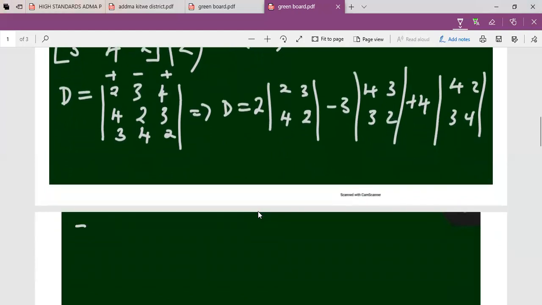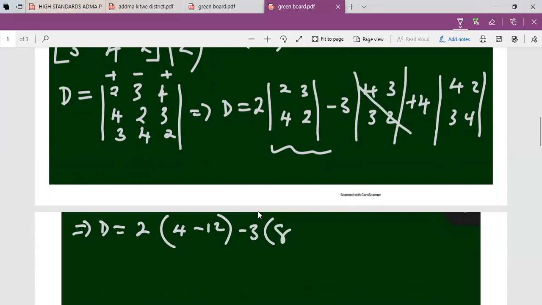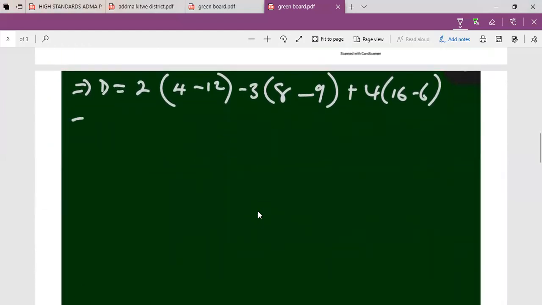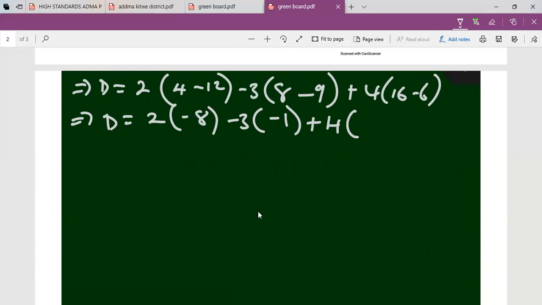So this will imply that our D is equal to 2. When we find the determinant here, it will be 2 by 2, we get 4, minus 12, minus 3. So when you multiply here, you get 8, minus, when you multiply here, you get 9, plus 4. When you multiply here, you have got 16, minus, when you multiply the other side, 2 by 3, you get 6. Okay, so this implies that our D is equal to 2. So 4 minus 12 is -8, minus 3. 8 minus 9 is -1, plus 4. Then 16 minus 6 is 10.